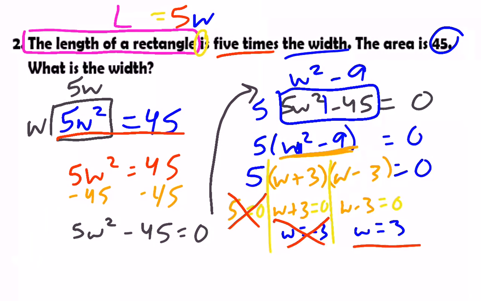So my width is 3, and then I go back and I reread my actual question, and my actual question asks for the width, so I'm done with that part of the problem. My width is just 3. So you always want to reread. Sometimes you're done, sometimes you're not.